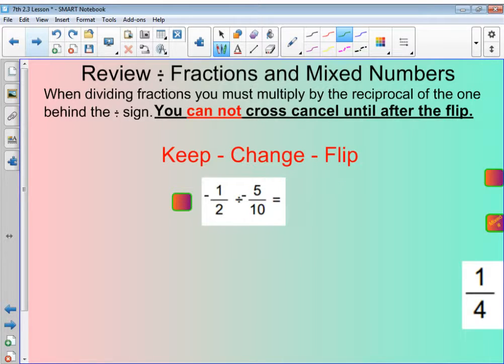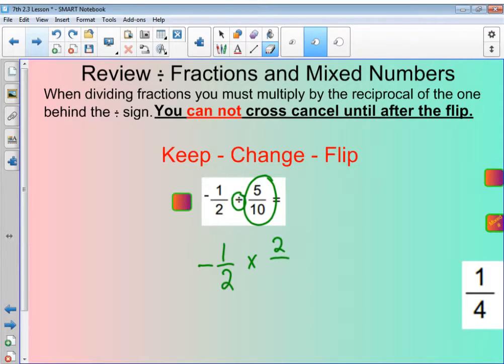Okay, so I'm going to keep -1/2. I'm going to change to multiplying, and I'm going to flip this. So it becomes 10/5. I was doing some mental calculations there. Okay, so now when I look at this, I'm noticing between these, if I didn't notice, I could have reduced that 5/10. I've got 2 that would go into both of those. So 2 would become a 1, and my 2 would go into 10 5 times.